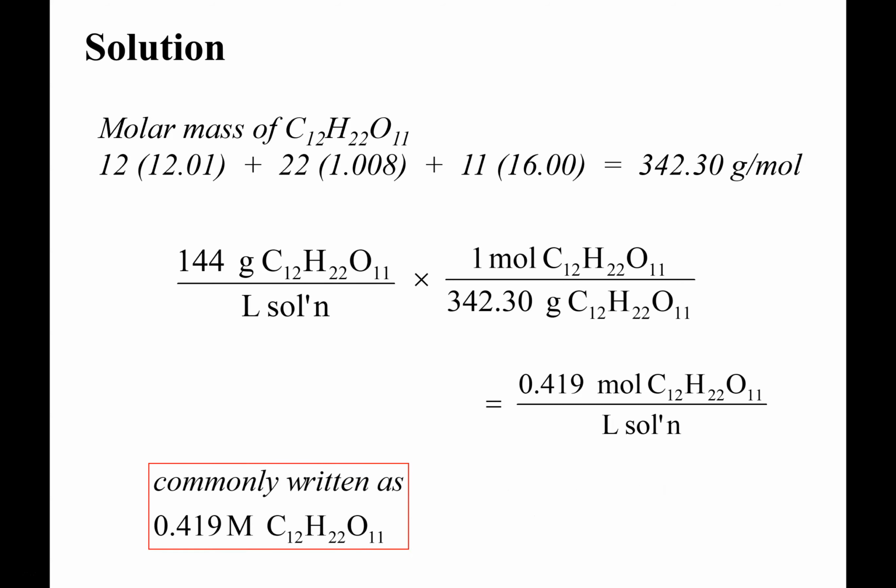And I probably would write it like you see this box right here. So with 3 sig figs, you get 0.419. I put the capital M for molar, and then I put what the solute is. And the solute is that C12H22O11. Two different ways to describe how concentrated this solution is: one in grams per liter and one in moles per liter.